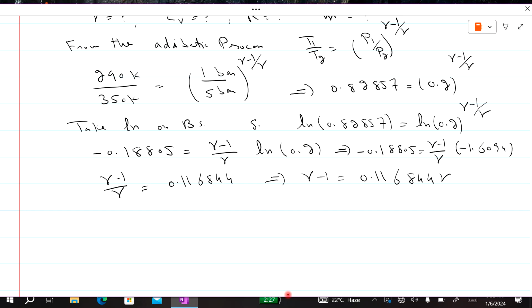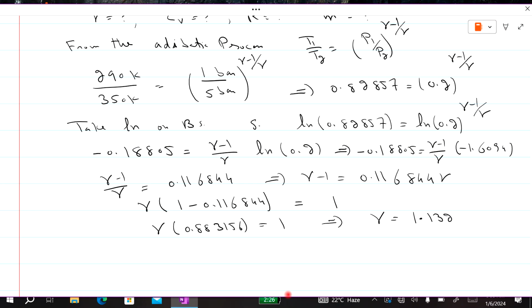Further simplifying, gamma minus 1 is equal to 0.116844 gamma, or gamma times (1 minus 0.116844) is equal to 1, or gamma times 0.883156 is equal to 1, or gamma is equal to 1.1323. This is the answer for gamma.